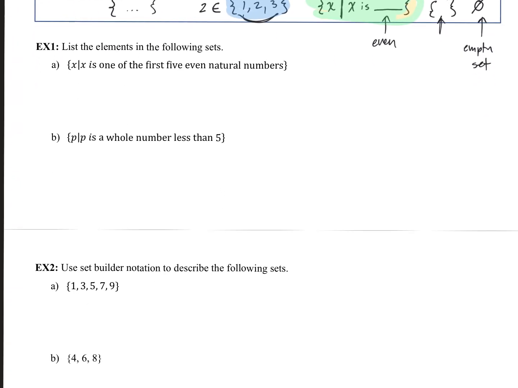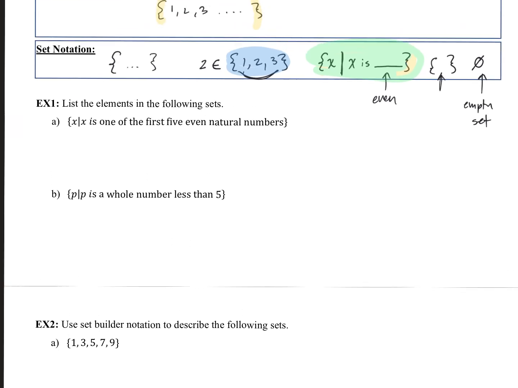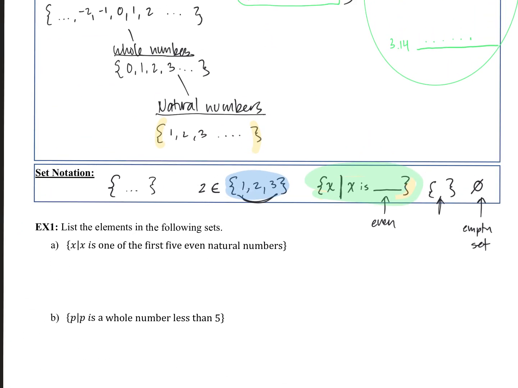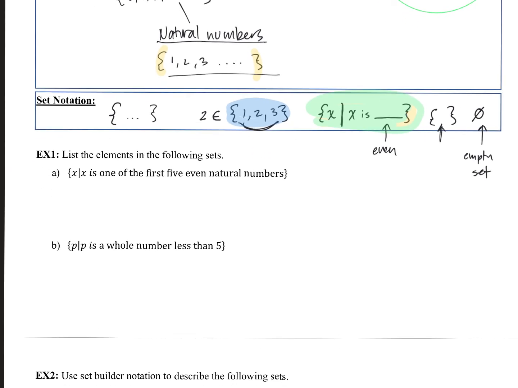Example 1. List the elements in the following sets. X such that x is one of the first 5 even natural numbers. Okay, so let's see. First 5 even natural numbers. So what are the natural numbers? These guys right here without 0. And then we want the first 5 of those that are even. So let me just go ahead and write out all the natural numbers that I can for a moment. 3, 4, 5, 6, 7, 8, 9, and 10. We might need to write more.